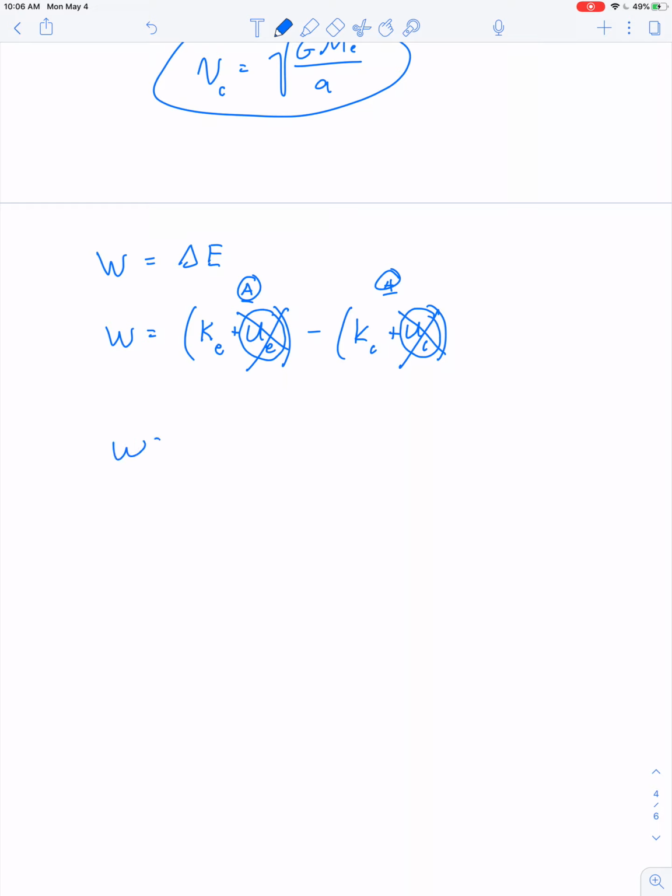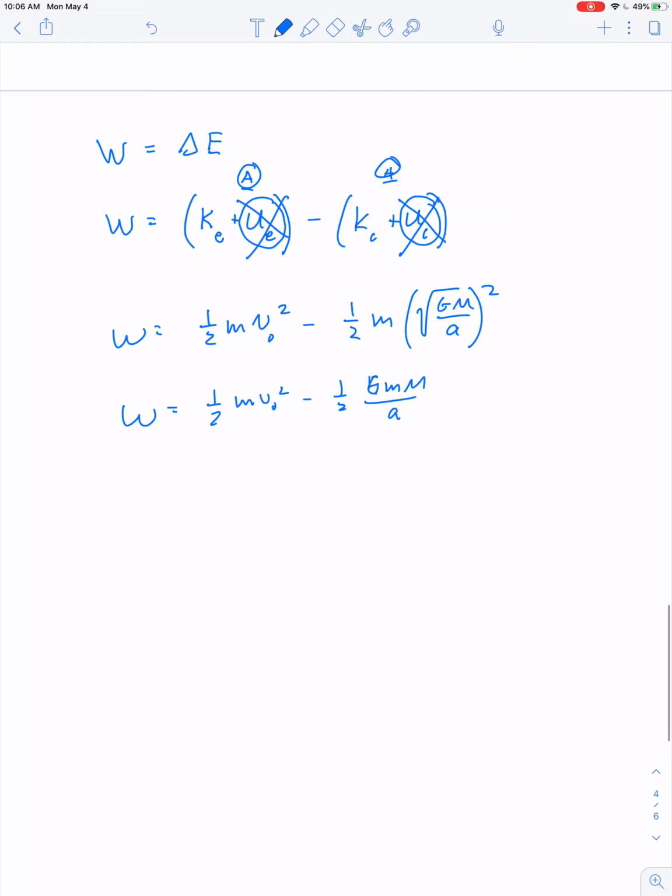So this is 1/2 m v0 squared minus 1/2 m times the square root of GM over a, quantity squared. So the work is 1/2 m v0 squared minus 1/2 m G M over a. And then without being given any numerical value for this v0, I think that's as far as we can go with this expression. So there you have it.